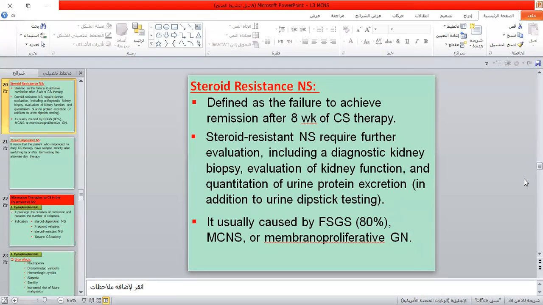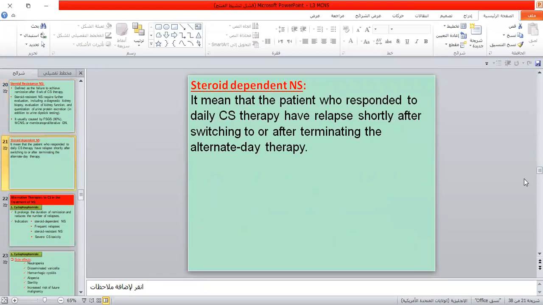Steroid resistance هي تعريفها failure to achieve remission after 8 weeks of the corticosteroid therapy. يحتاجون renal biopsy. Steroid dependent شنهن؟ It will mean that the patients who respond to the daily corticosteroid therapy have relapsed shortly after switching to or after terminating the alternate day therapy. يعني معتمد على الستيرويد.